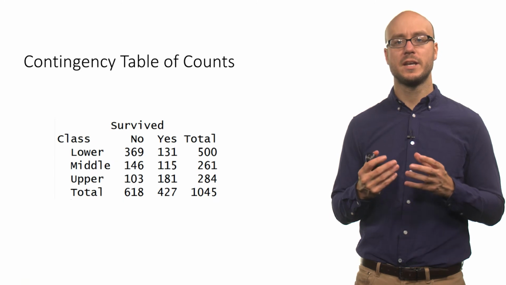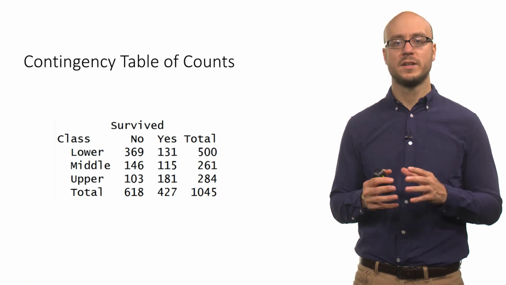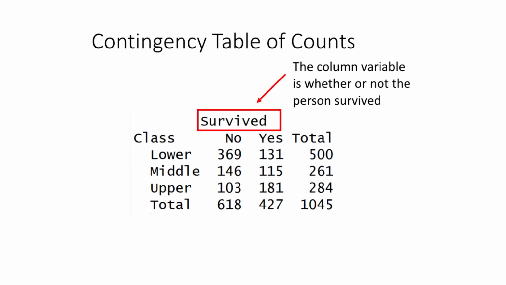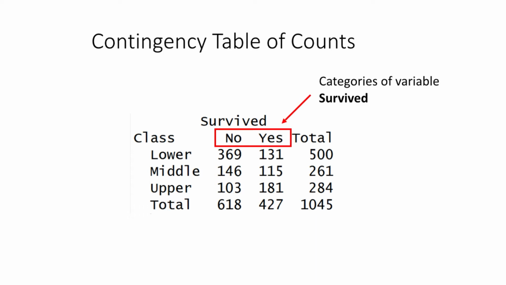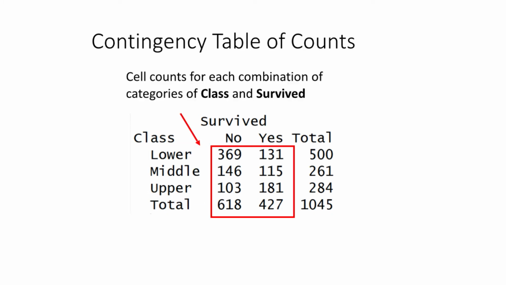So here is a contingency table of counts for surviving the Titanic and passenger class. These are all observations. The row variable is labeled here, and it's passenger class. The column variable is whether or not the person survived. We also have the categories or levels of the variable survived labeled, and then we also have the categories or levels of the variable class.